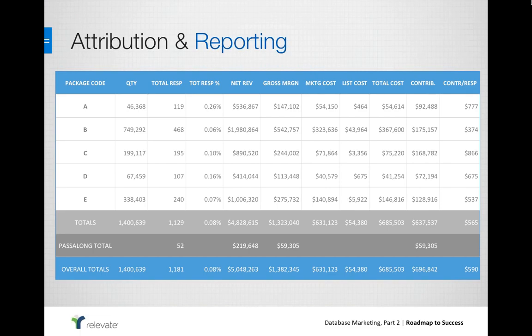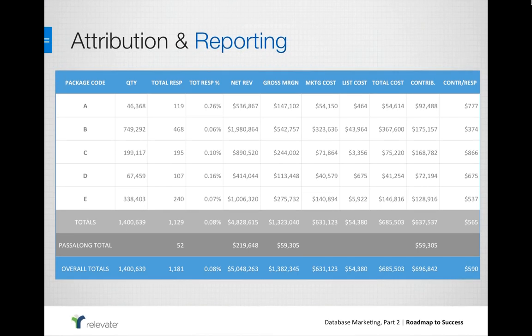In this next slide, we're going to be looking at the results for a direct mail campaign where there were 5 different packages being tested, package codes A through E. For each, we can see the total solicited quantity, total responders, and the response rate, along with net revenue. This client has also provided information for gross margin and associated costs that allow us to report back the total contribution to the business, and more importantly, the contribution per response. Using all this information, we can compare the 5 packages to each other and for the solicitation in total.